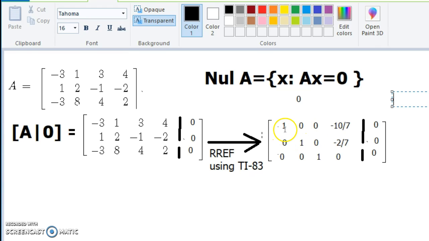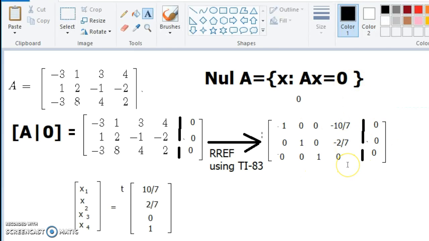This will give us a system of equations. And if you are good, you know that x1, x2, x3, x4 are the variables. x1 is in terms of x4, x2 is in terms of x4, and x3 is 0, and x4 itself is the free variable. That will give us what the solution to this equation will be. So if you are fast with algebra, you can solve for x1, x2, x3, x4 very quickly as 10 over 7t, 2 over 7t, 0, and x4 is equal to t itself.